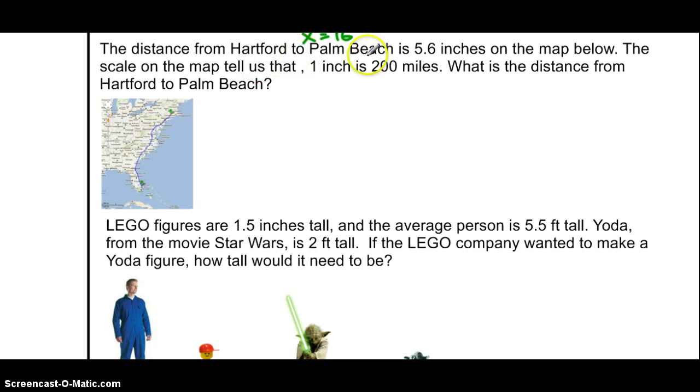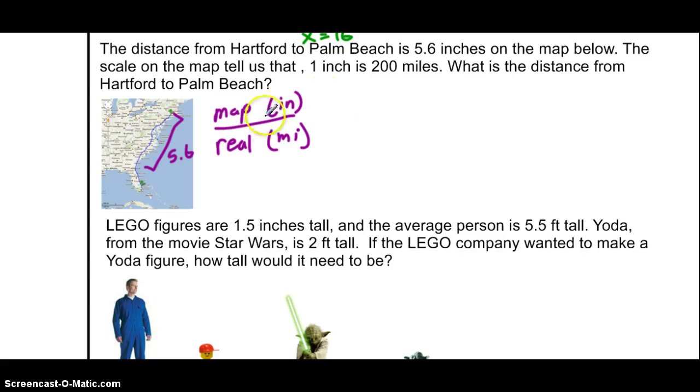The distance from Hartford to Palm Beach is 5.6 inches on the map below. Okay, so this is 5.6 inches on that map. The scale on the map tells us that 1 inch is 200 miles. What is the distance from Hartford to Palm Beach? So again, we have to think about what two values are being compared here. And the two values that are being compared must be the distance on the map, which is in inches, and the distance in real life, which is in miles. And so all of the ratios we write in this proportion will be of that form.